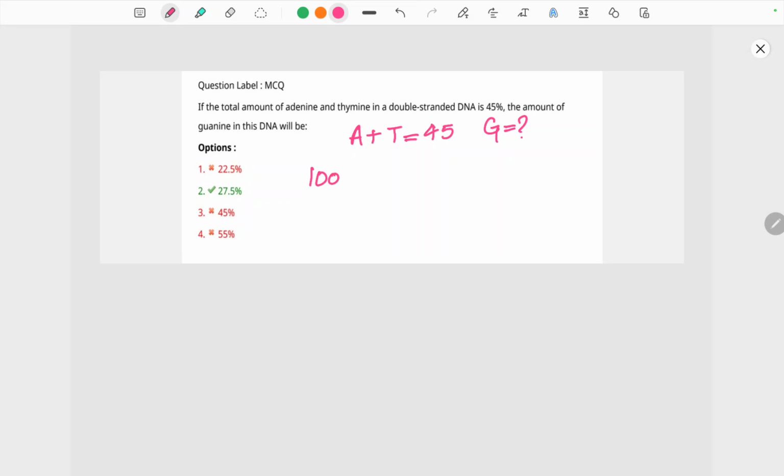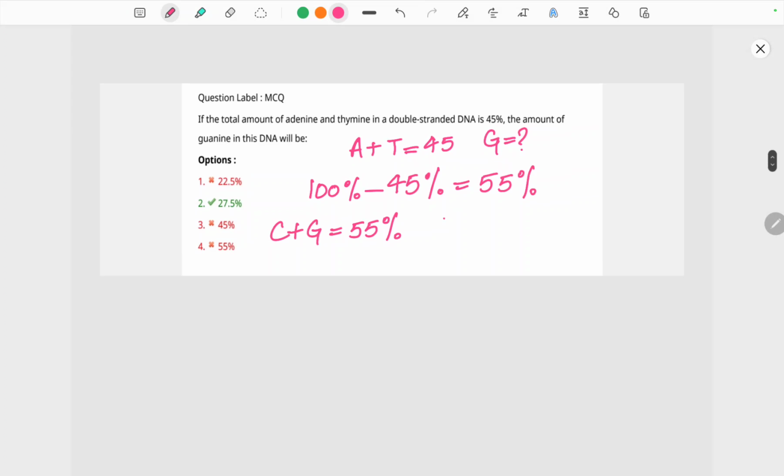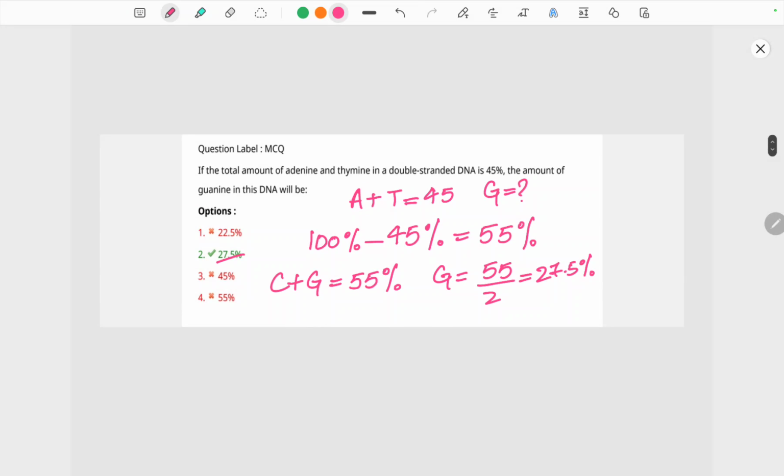Now out of the total 100% of the DNA content, we subtract the adenine and thymine content and this becomes equal to 55%. So this 55% is the number of cytosine and guanine residues. But we only have to calculate the number of guanine residues, which means that we will divide this 55% by 2, which becomes equal to 27.5%. Here goes your answer. 27.5% is the total amount of guanine content in the DNA molecules.